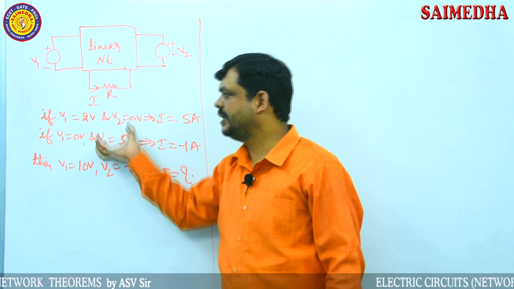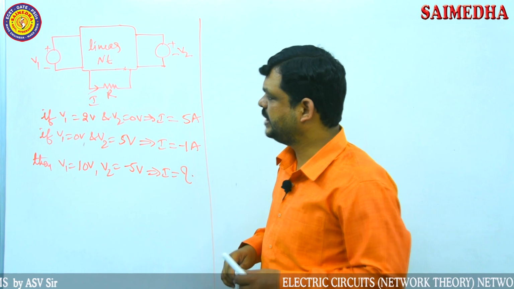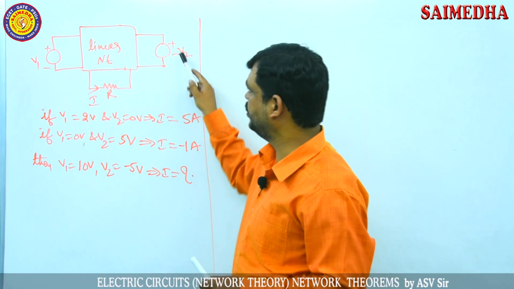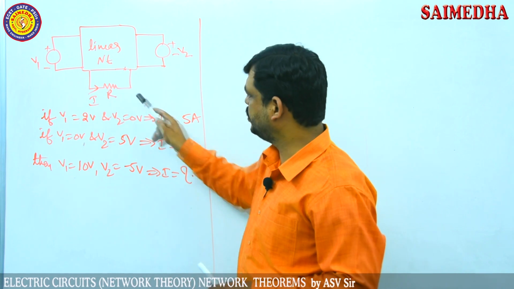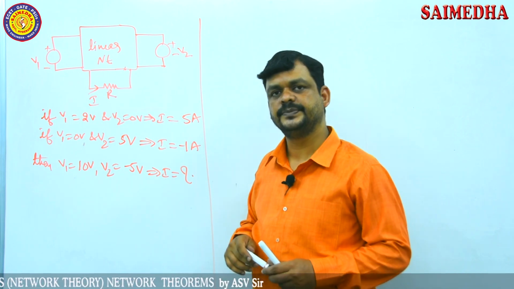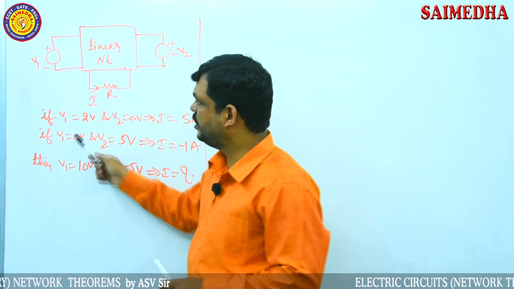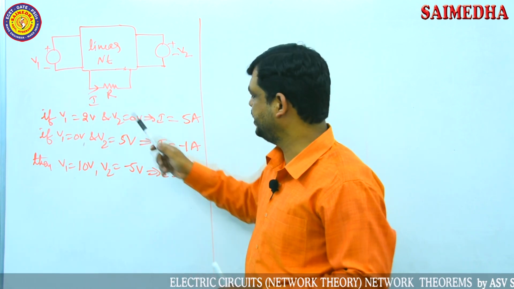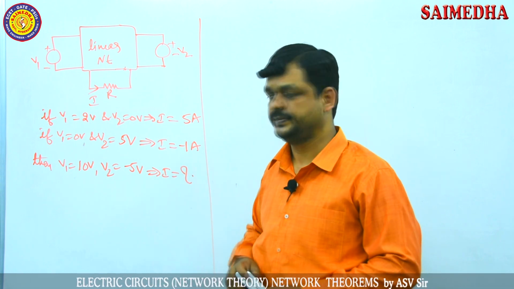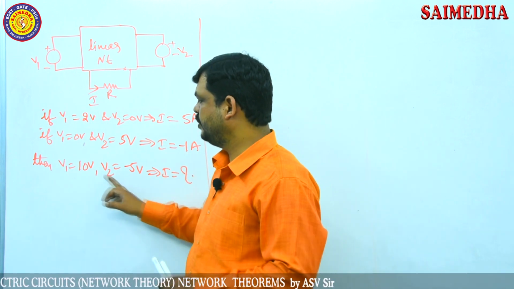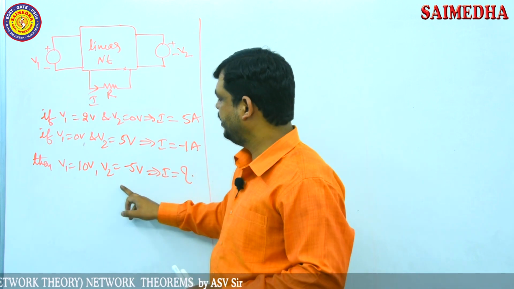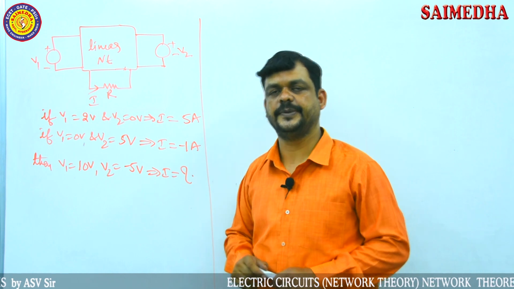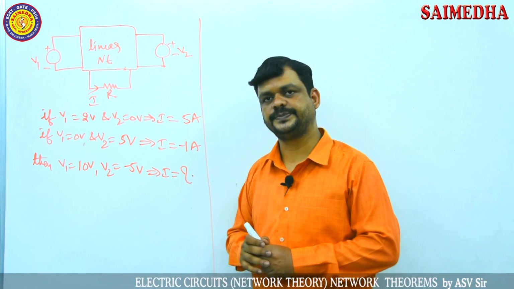So I and some given parameters are there. Those parameters are: if V1 is 2 volts and V2 is 0 volts, then the current through this resistance is 5 amps. Similarly, if V1 is 0 volts and V2 is 5 volts, then the current through this branch is minus 1 amp. Then if V1 is 10 volts and V2 is minus 5 volts, what is the current I? So this is the complete question.